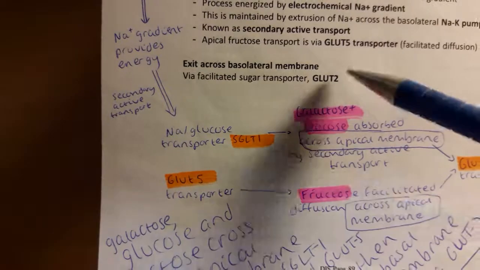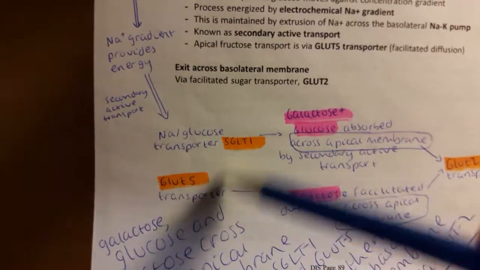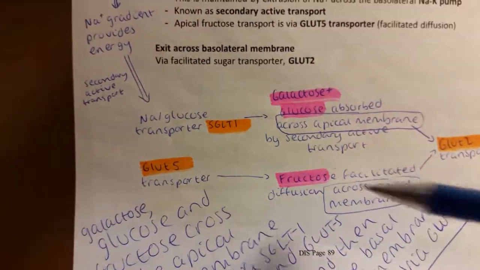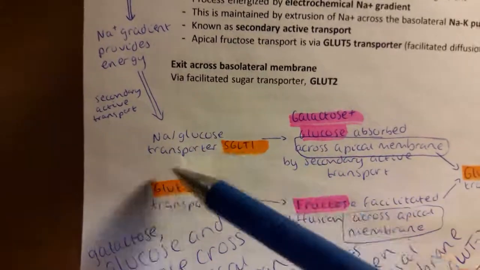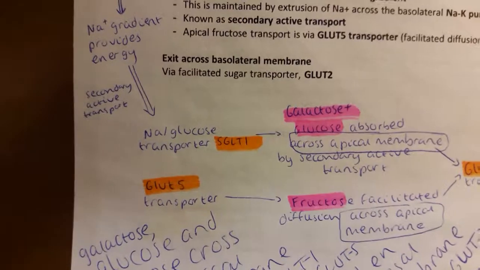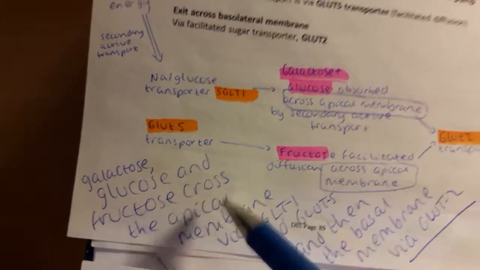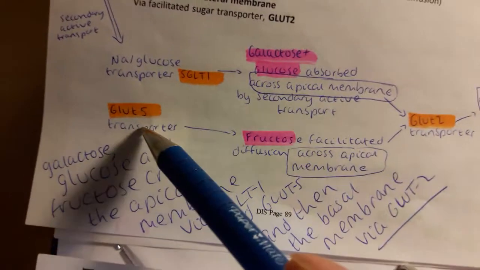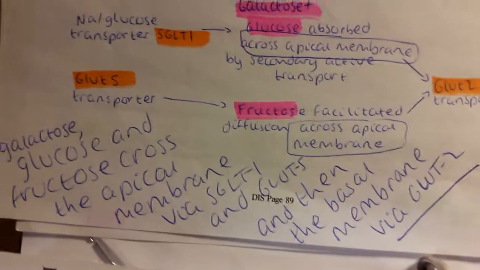Once the disaccharidases have broken the oligosaccharides down into the monosaccharides, so glucose, galactose, and fructose, they're then taken across the apical membrane into the enterocyte via two mechanisms: SGLT1, the sodium glucose transporter, for glucose and galactose, and the GLUT5 transporter for fructose. And then they cross the basal membrane via GLUT2 into the blood.